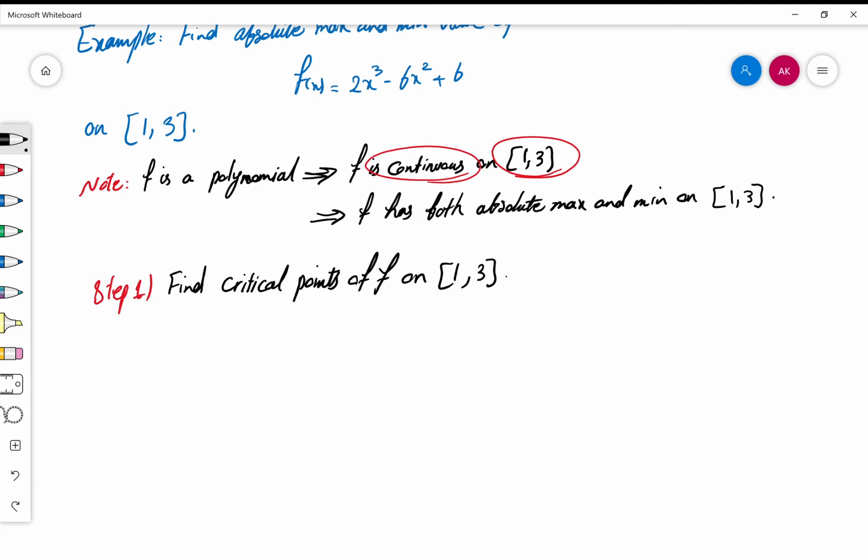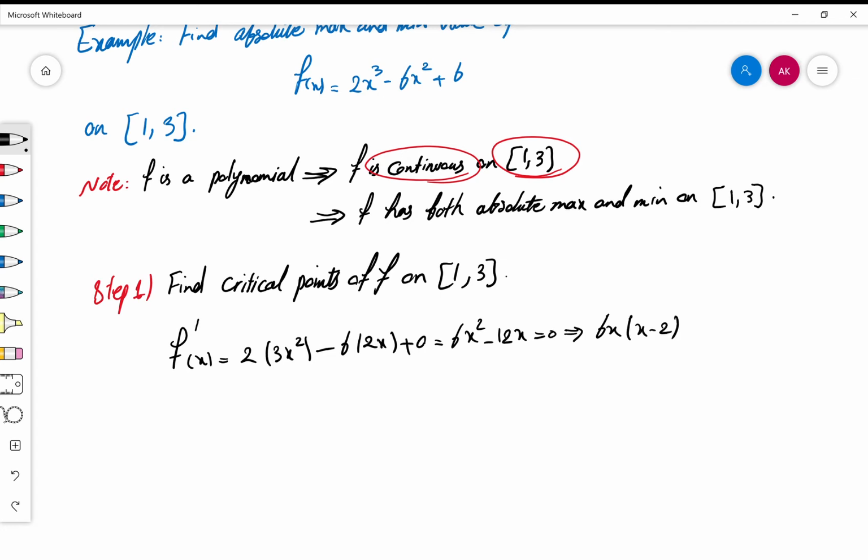Well, okay, so we have to find the derivative of the function, which is 2 times 3x squared minus 6 times 2x plus 0, and that gives me 6x squared minus 12x. I have to set it equal to 0. Well, we can factor out 6x. That will give us x minus 2. So setting this equal to 0, we have either x equal to 0 or x equals 2.